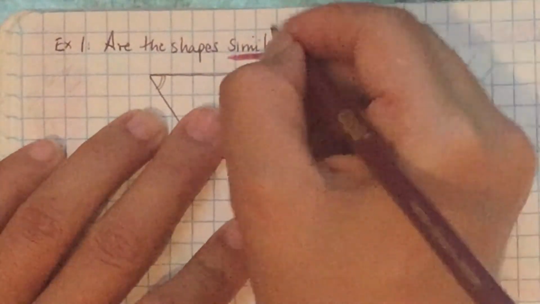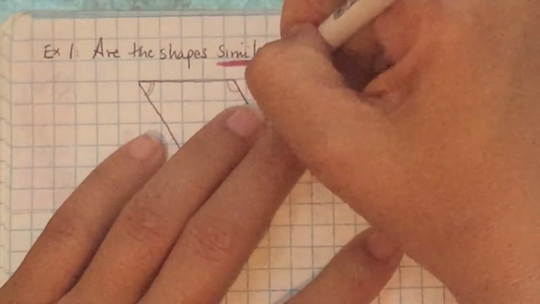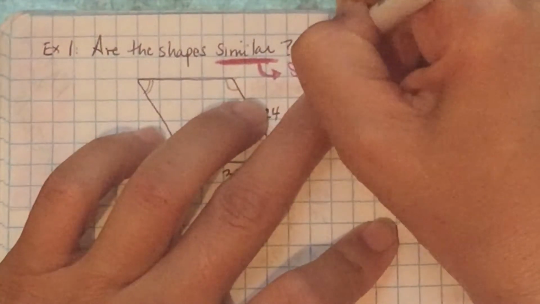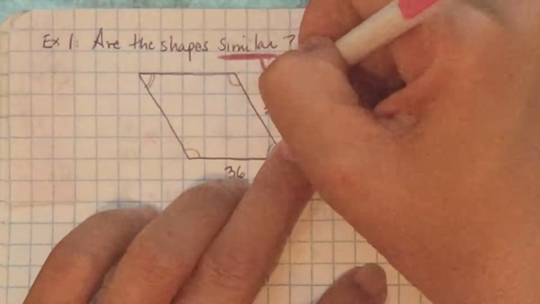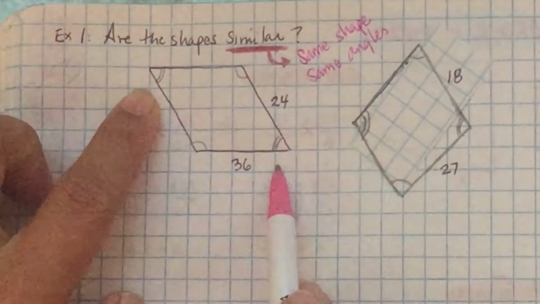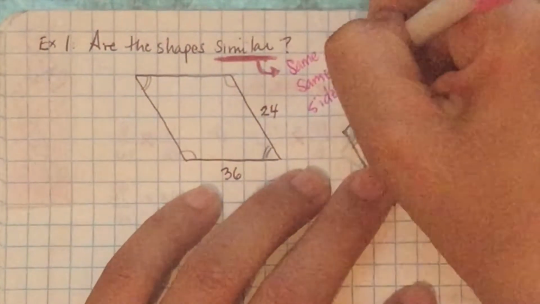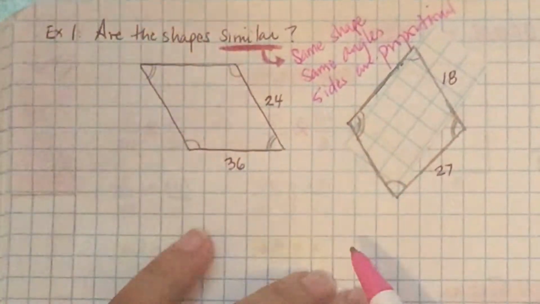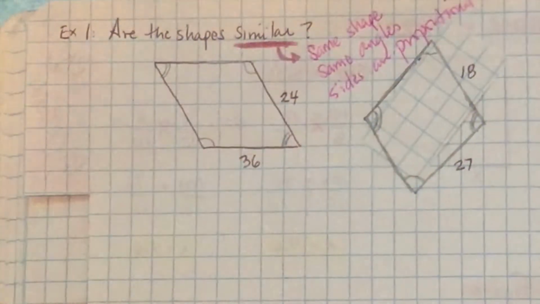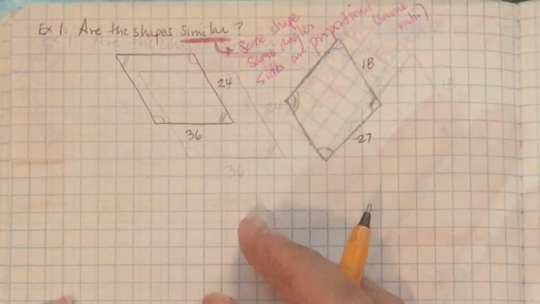Alright, so other shapes similar. So what does similar mean? Similar means same shape, same angles, and the sides are proportional. So these have the same angles because they have 2, 2, and then 1, 1 across from each other. It's the same shape because it's a slanted square, a rhombus. Alright, and sides are proportional, that's what we need to check. Remember, the sides being proportional means that they have the same ratio.